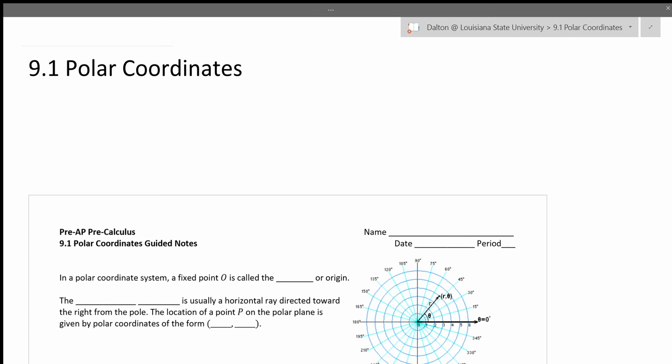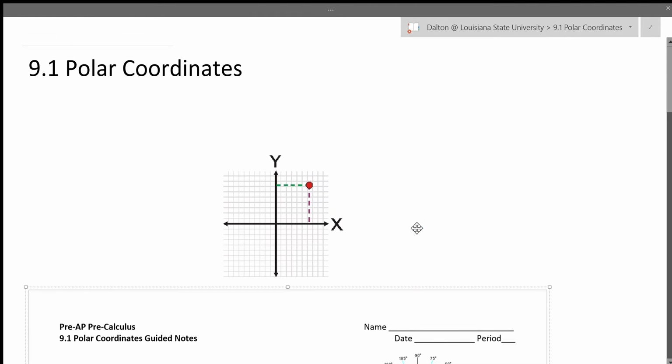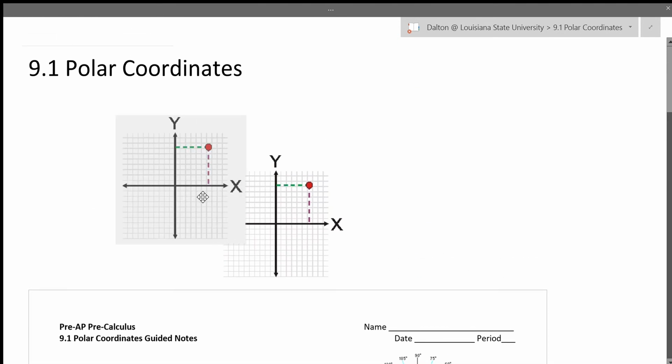Hello, folks. Moving on to chapter 9. The first section, actually this whole chapter, is based off of something called polar coordinates. So, just as a recap, you are used to something called Cartesian coordinates.